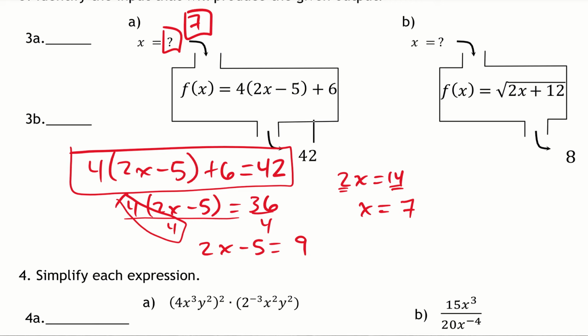And I'm just going to quickly double check it. 2 times 7 would be 14 minus 5. 14 minus 5 is 9. If I multiply that by 4, I get 36, and 36 plus another 6 is indeed equal to 42. So totally checks. My input is 7, and that produces an output of 42.